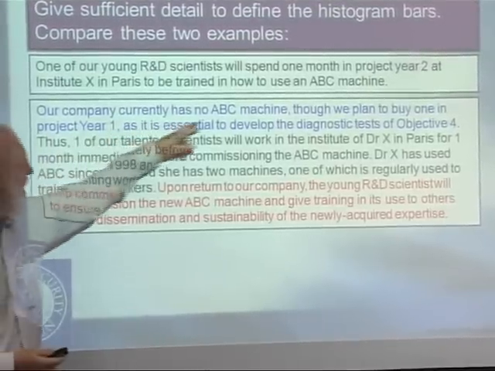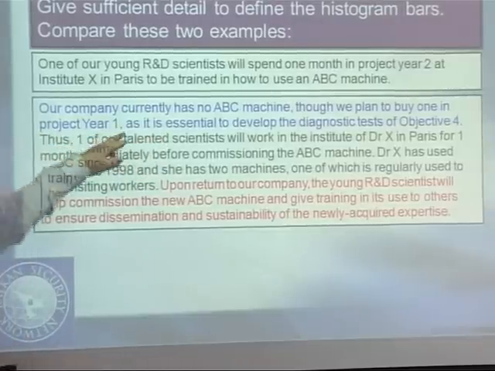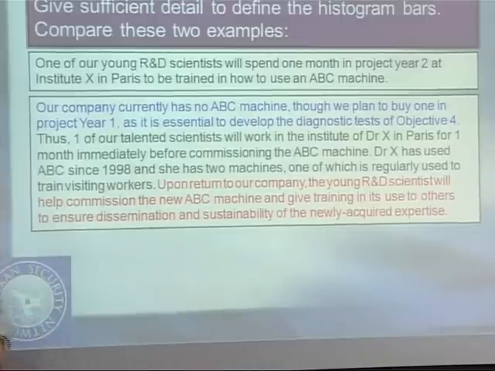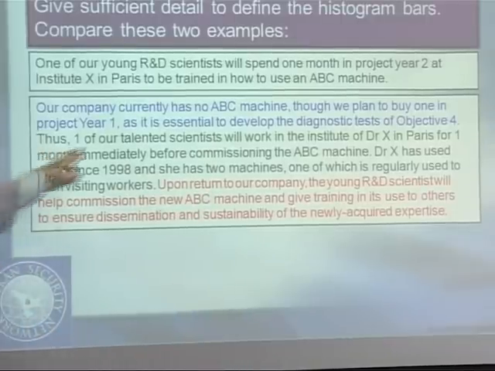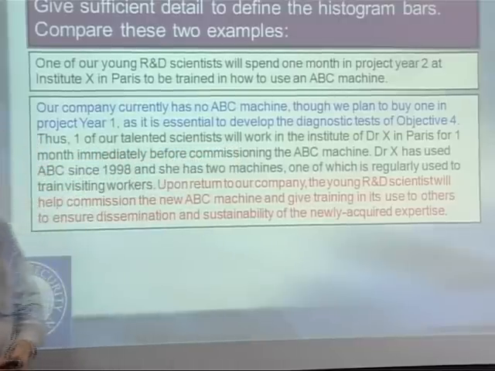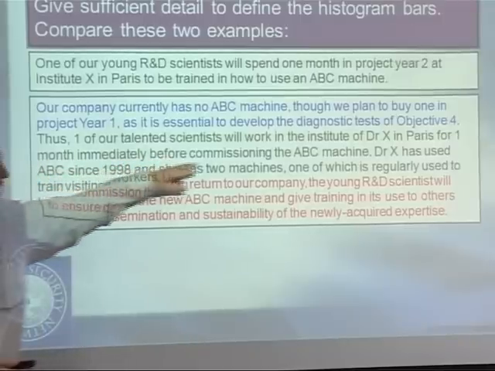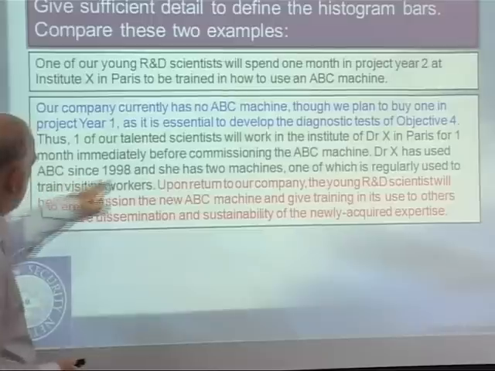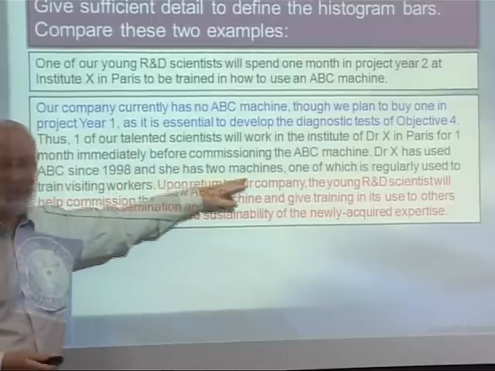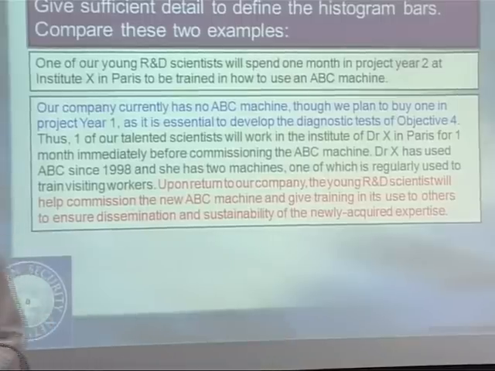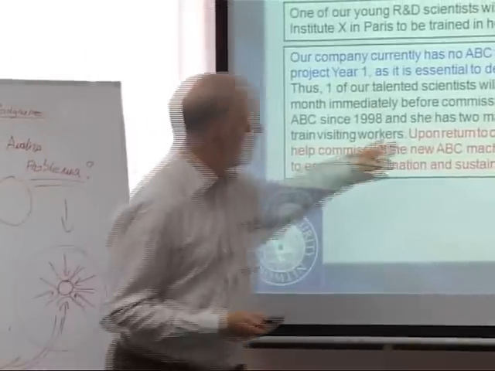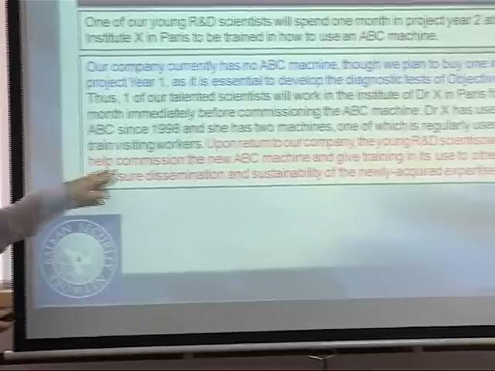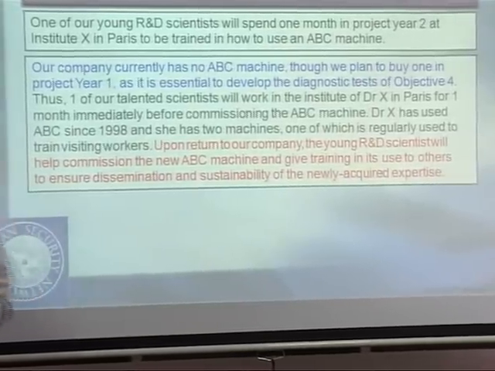So, our company currently has no ABC machine, though we plan to buy one in project year one, as it is essential to develop the diagnostic tests of objective four. Thus, one of our talented scientists will work in the Institute of Dr. X in Paris for 1 month immediately before commissioning the ABC machine. Furthermore, Dr. X has used ABC since 1998, and she has two machines, one of which is regularly used for training visiting workers. Upon return to our company, the young R&D scientist will help commission the new ABC machine and give training in its use to others to ensure dissemination and sustainability of the newly acquired expertise.